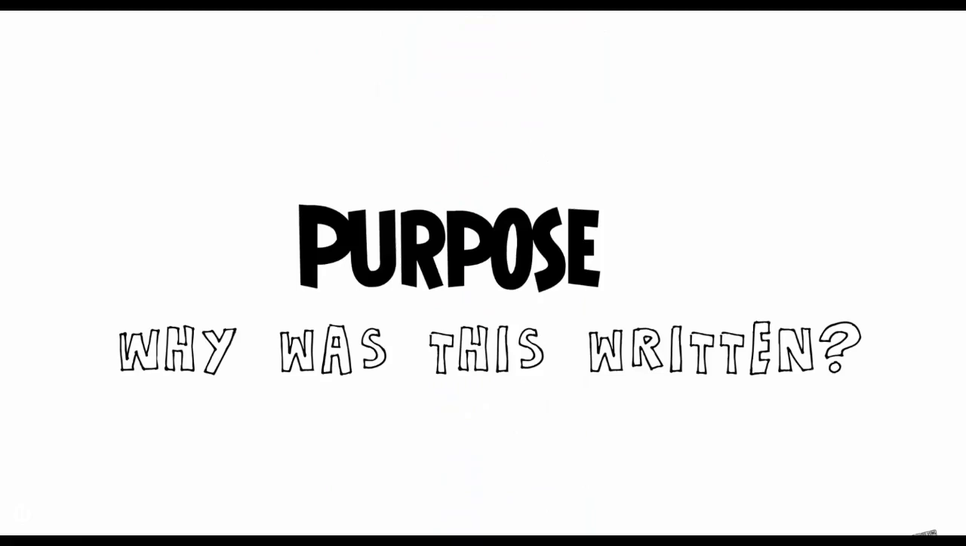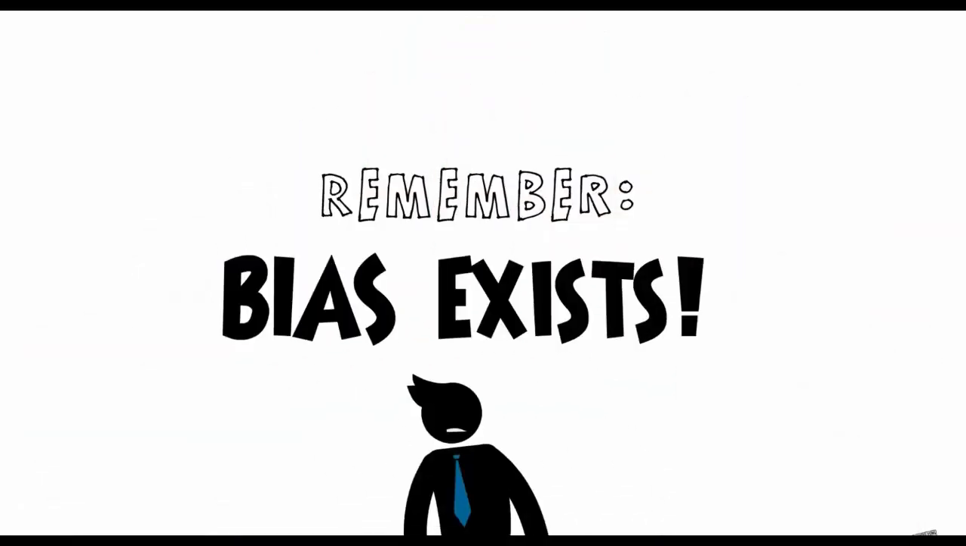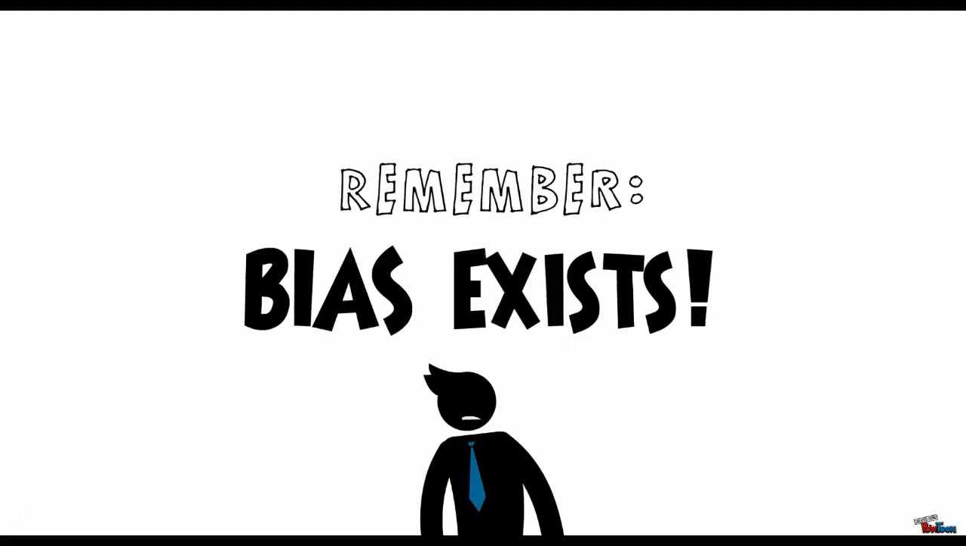The final criterion is the purpose of the article. Think about why it was written and what the author wants to accomplish. Some authors or publishers might present only one side of an argument, meaning that they are biased to present information in a specific way. Keep this in mind when choosing sources.